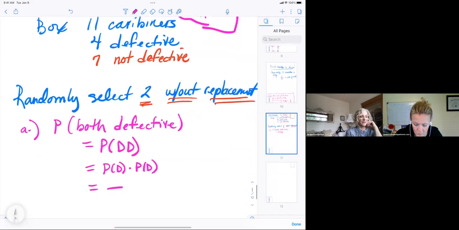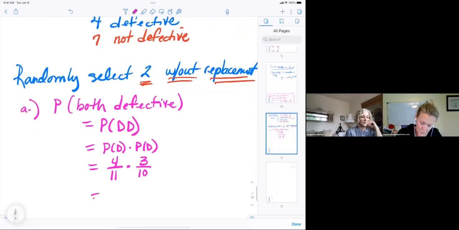So out of the 11 carabiners, 4 are defective. We are not replacing, so that means there's only 10 left in the box. And because my first draw was defective, there's only 3 defective ones left in the box. So I get 12 out of 110, which is approximately 0.109.